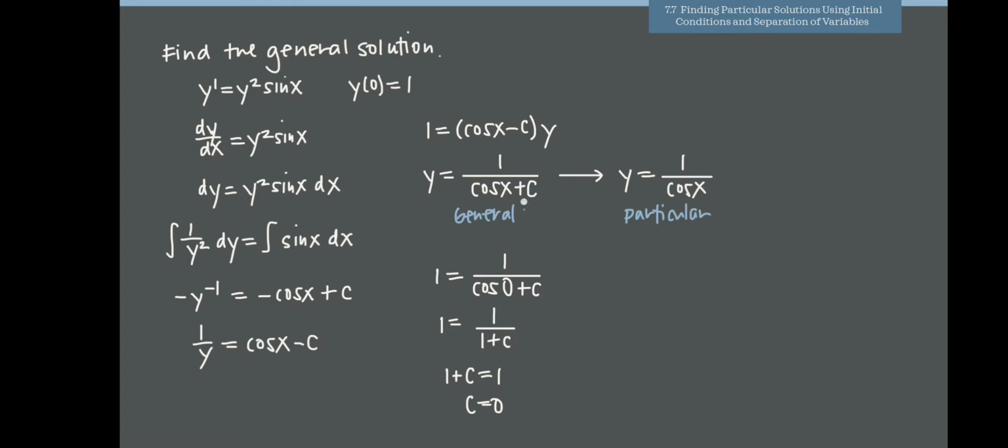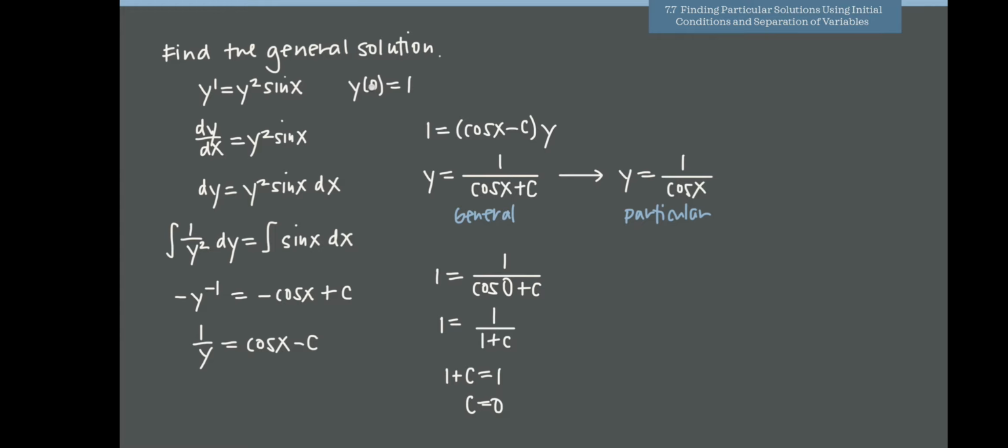The idea is that the general solution represents an infinite number of solutions because C just represents any constant. So C could be 0, it could be 1, 2, 3, it could be pi, it could be e, it could be any constant. So this general solution is an infinite number of solutions to this differential equation. It represents the entire family of solutions.